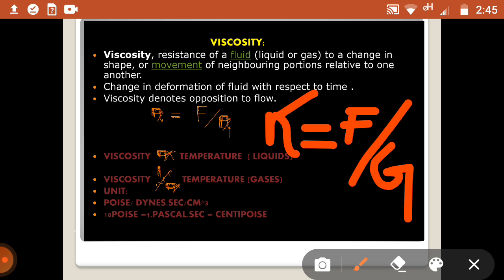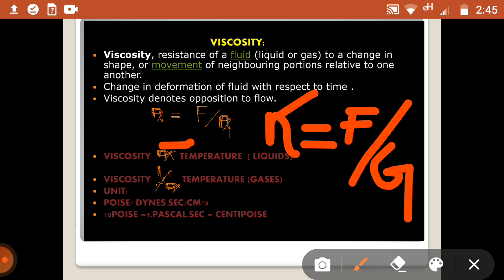What are the factors that affect viscosity? Viscosity is directly proportional to temperature. As I mentioned there, viscosity is directly proportional to temperature. Directly proportional means whenever you increase temperature, viscosity also increases. But it is not for liquids. It is directly proportional for gases. In gases, when you increase temperature, viscosity also increases.